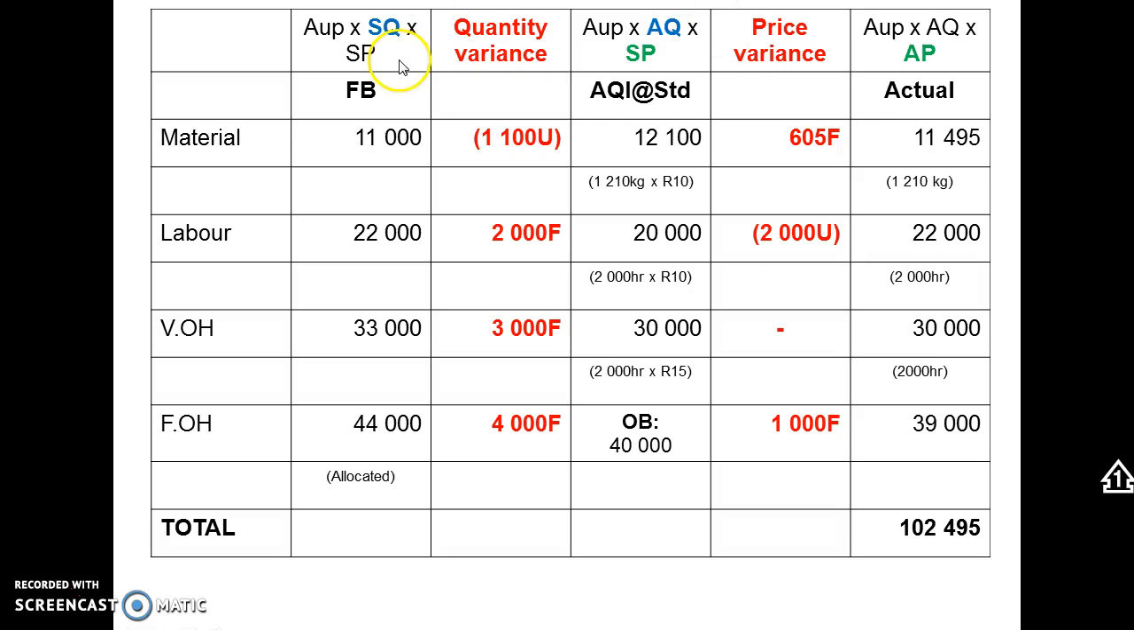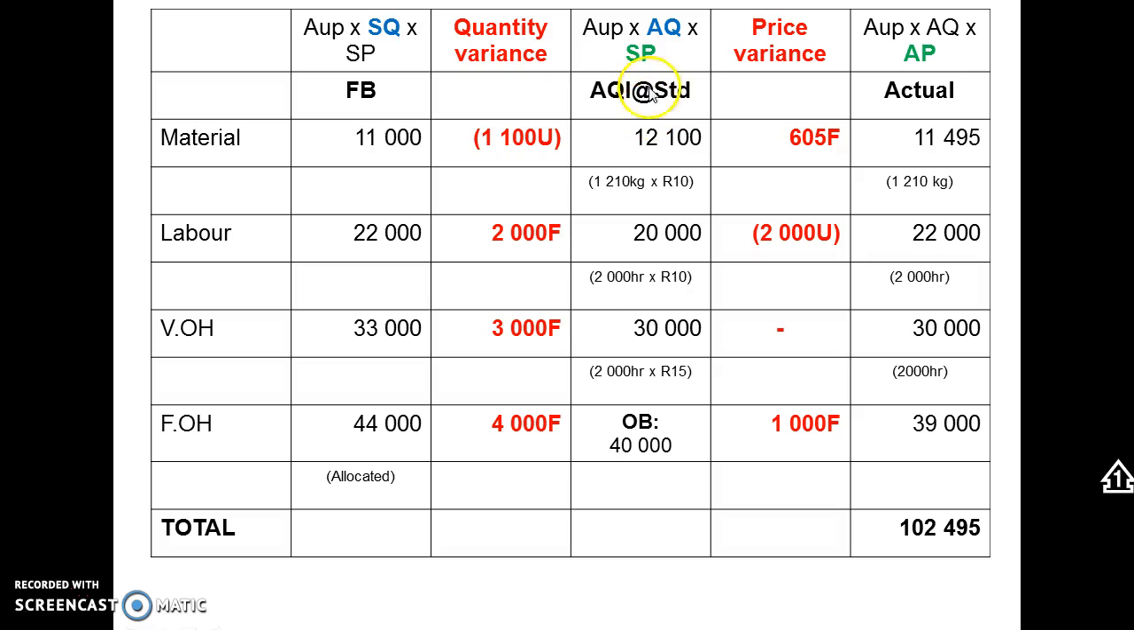So to recap, the left-hand column is how much should it have cost us to make the actual units produced. The actual units produced in this example is 1,100 units. The far right-hand column is how much did it actually cost us. So it's how much should it have cost us, and we call that the flexible budget. How much did it cost us, the actual number.